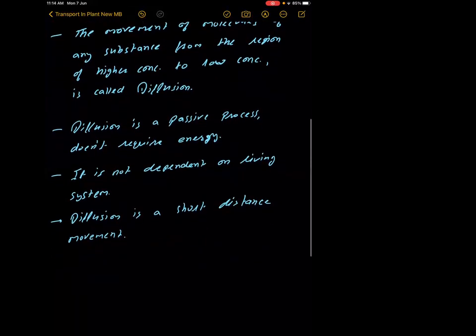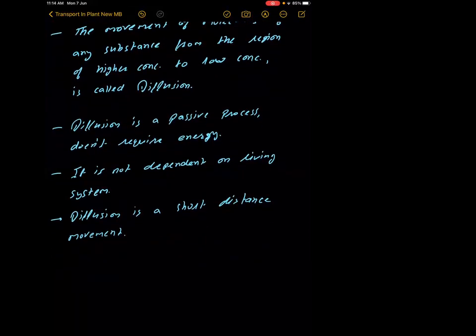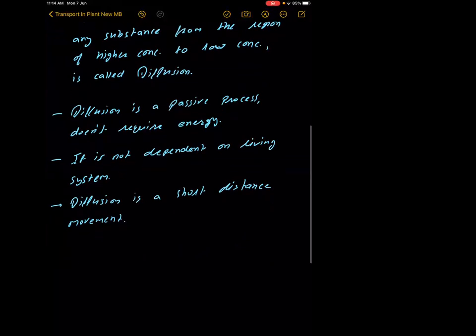Why does diffusion take place? This is due to a concentration gradient, meaning concentration differences between two systems or two places. Because of this, molecules move towards the region where their concentration is less, so diffusion occurs. Just like dissolution of salt or sugar or honey in water. So that is called diffusion.